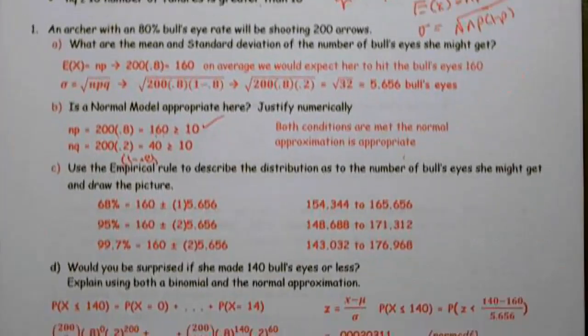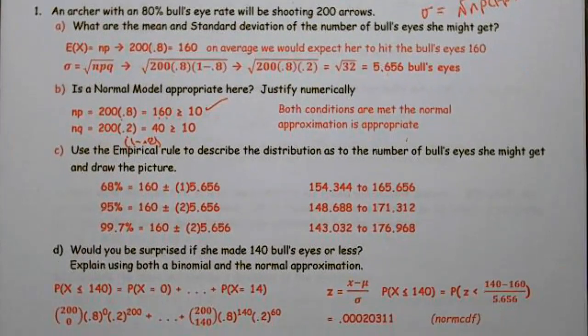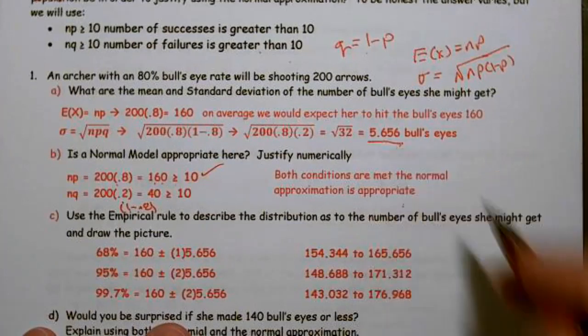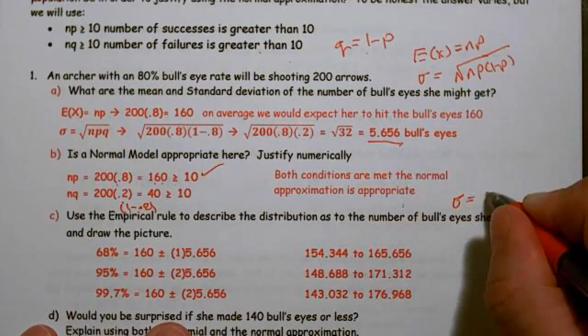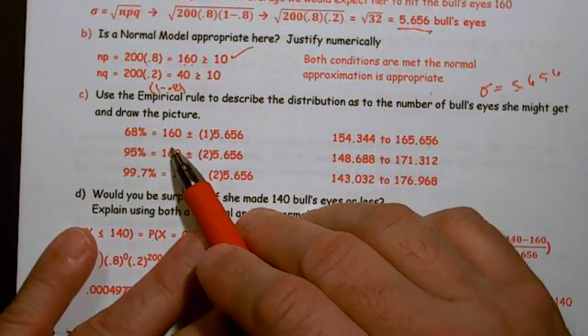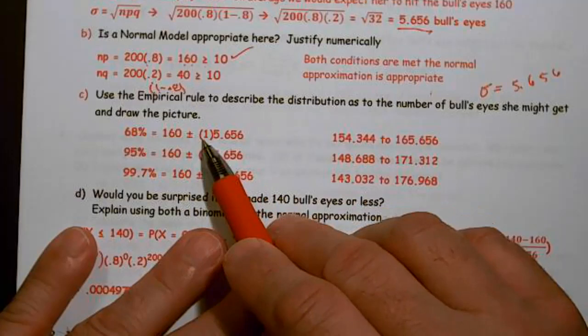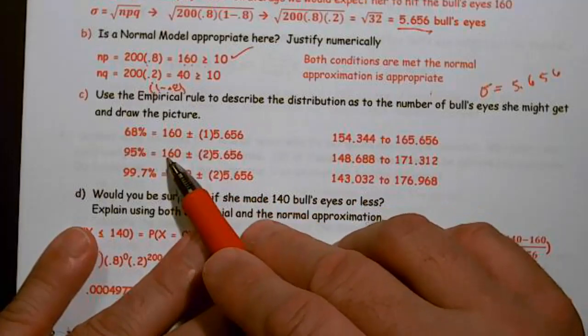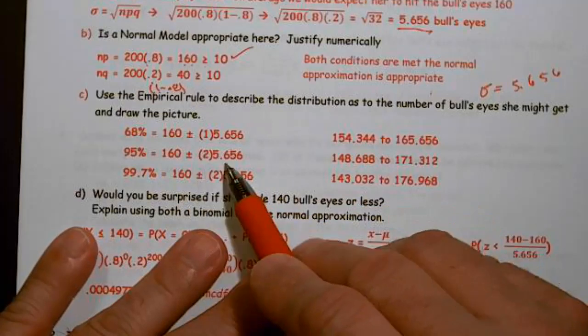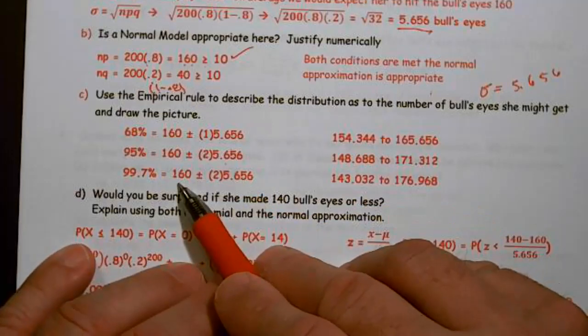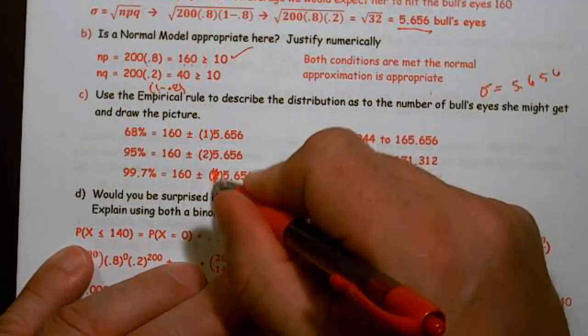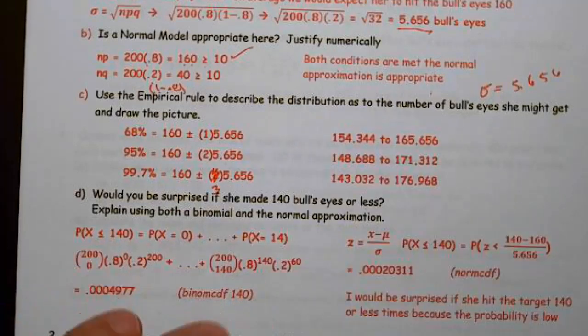Here it says to use the empirical rule to determine the number of bullseyes. Well, up above, we had our standard deviation. We said our standard deviation was 5.656. So for one standard deviation, 160 plus 1 times that, because that's one standard deviation for 68%. 95% is 2 standard deviations, so 160 plus 2 times that. And then 99.7%, this should say, of course, another typo, that should say 3 standard deviations. So that gives us our values.